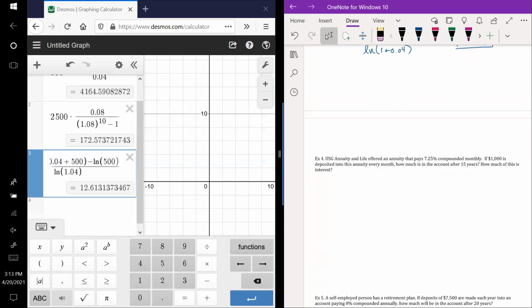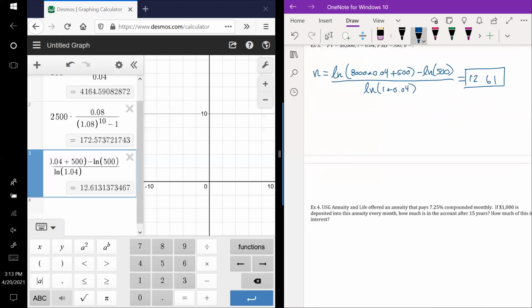lot today. Number 4, USG Annuity and Life offered an annuity that pays 7.25% compounded monthly. If $1,000 is deposited into this annuity every month, how much is in the account after 15 years, and how much of this is interest? Okay.